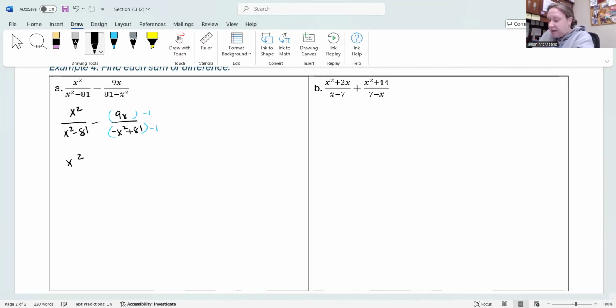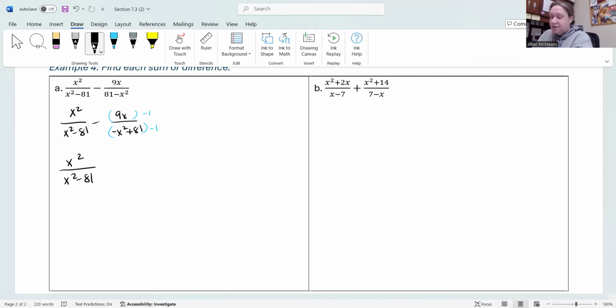So that's going to give me x squared over x squared minus 81. We're not messing with the first rational expression. We're just multiplying the second rational expression by this weird form of 1, because -1 over -1 is just 1. And when we multiply something by 1, we don't change its value. But because we're making the numerator and denominator negative, it's going to make things work out for us with signs.